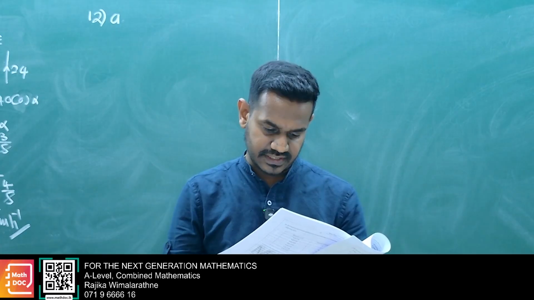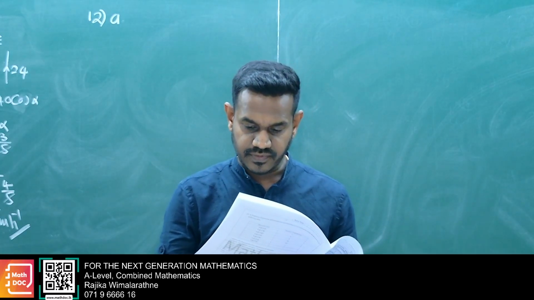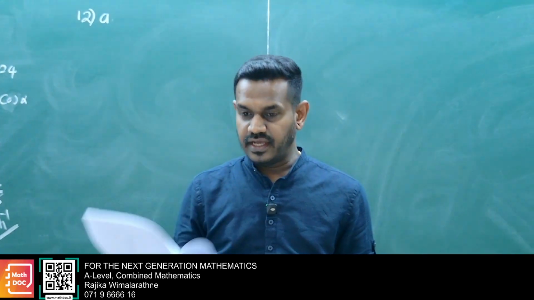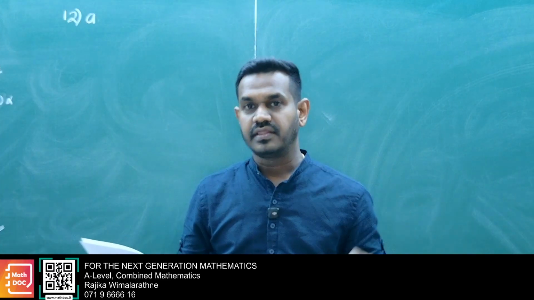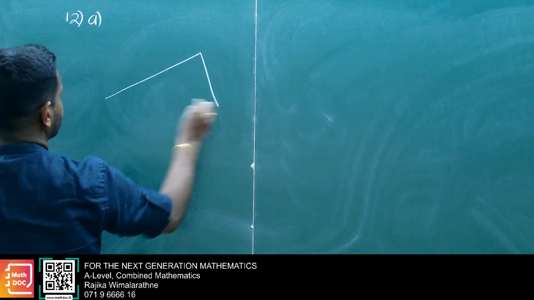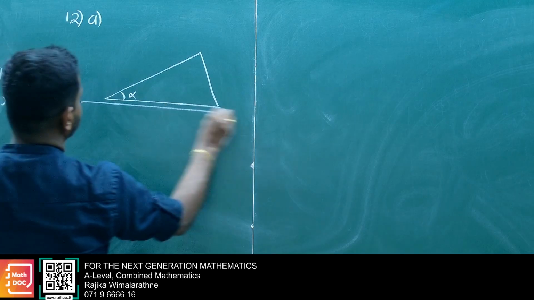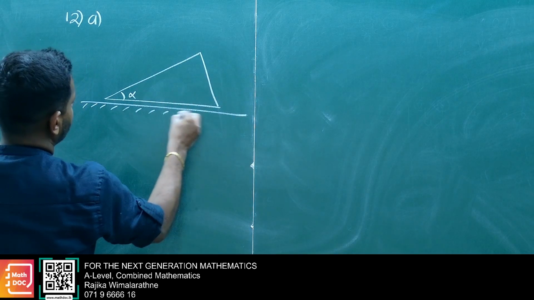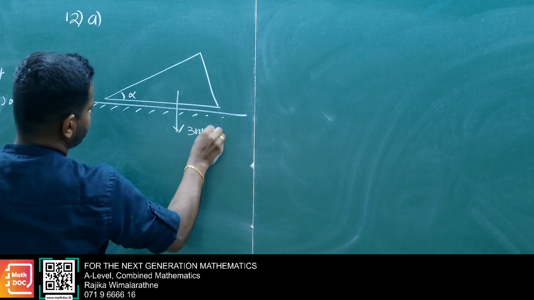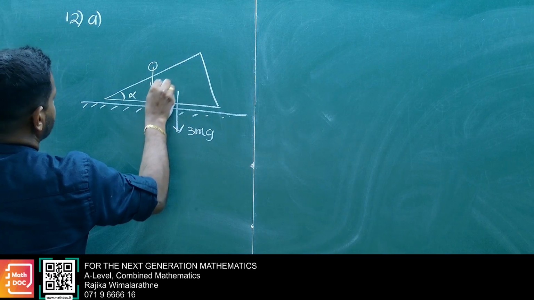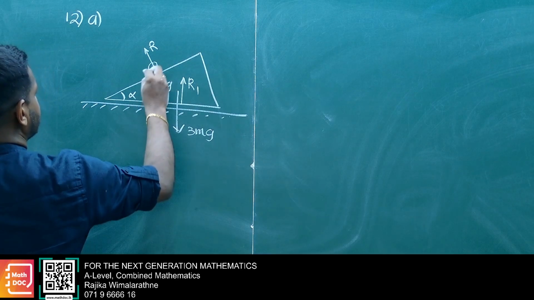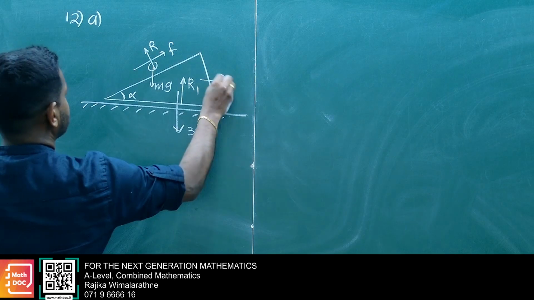m is placed on the surface of an inclination alpha to the horizontal and projected with initial velocity u along the surface. Inclination alpha to the horizontal. Then here the wedge, alpha. Here is the smooth floor. Weight 3mg, here mg, normal reactions r and r1. Then take acceleration a.